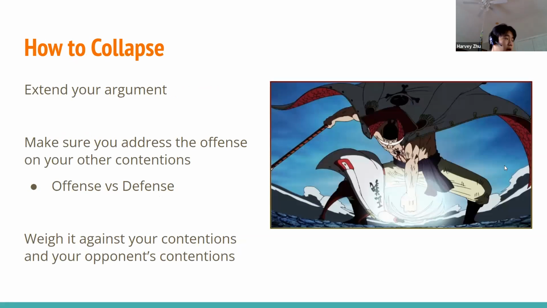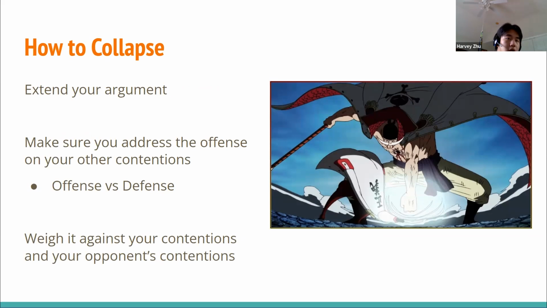Okay, and now how to collapse. So first thing is to extend your argument. I would like to use an example, things like school protection. So let's take the topic of gun control. Let's say I'm advocating for school protection. I have 3 reasons. One is that it's cheap. One is that it's safety, which is obviously the most important. And third is that it enhances security of the school itself.